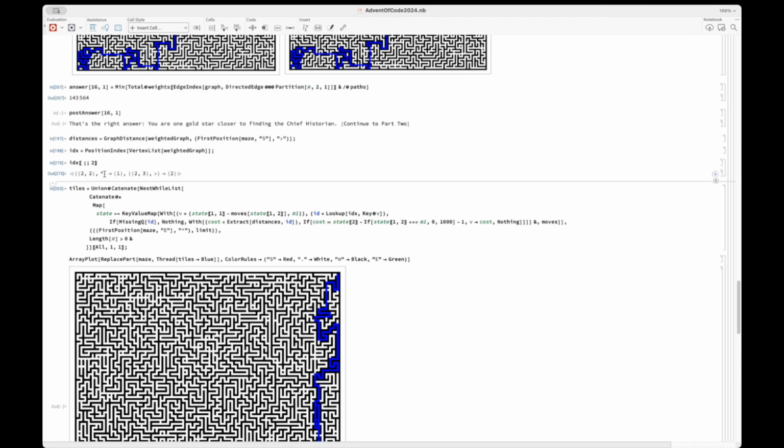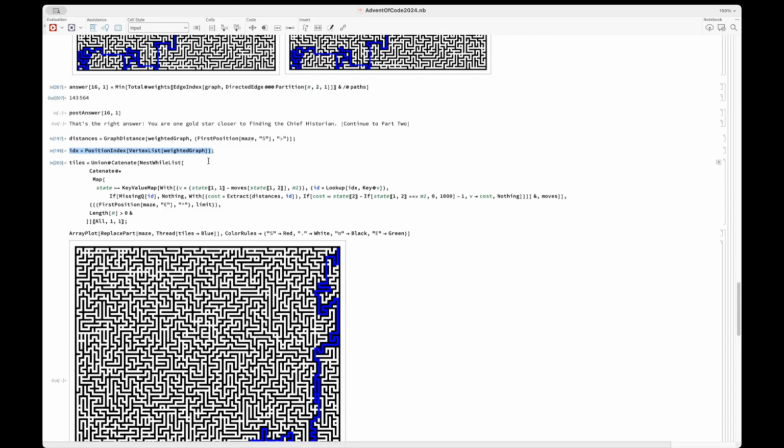This is all the possible vertices, and this is the position of those vertices so that they don't have to recompute it. I make an index of all the vertices so I can look up quickly. If I found it, I extract the distance to that vertex and compute the cost. Here I just check whether you make a turn or not.